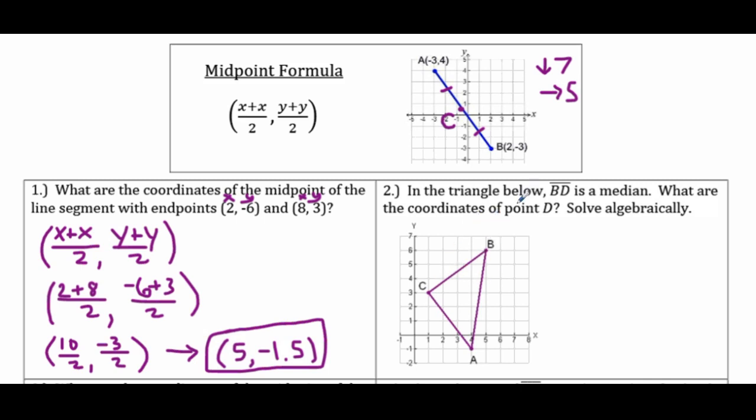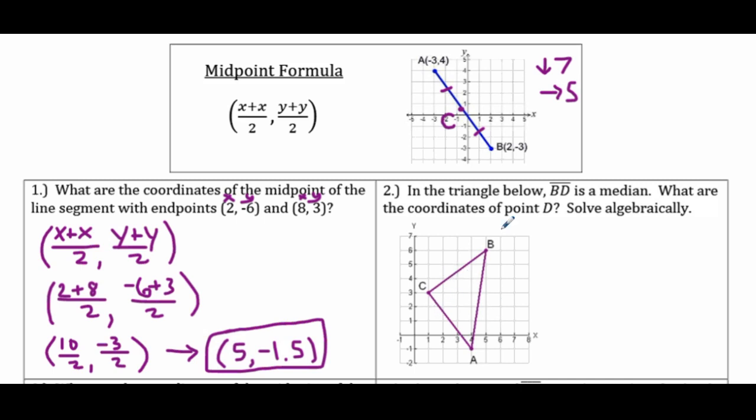One more together. In the triangle below, number 2, BD is a median. Median goes to the midpoint of the opposite side. What are the coordinates of point D? And we have to solve this algebraically, so we want to do it using the formula, not using the graph so much. But let's look at the graph and see where D would be about.